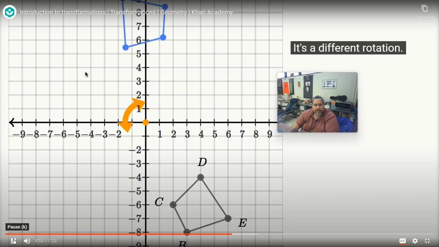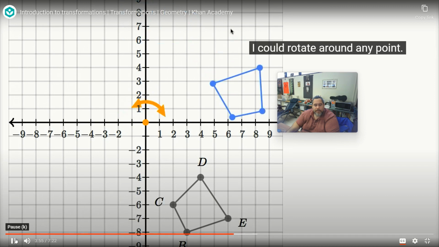What's he doing? It's a different rotation. I could rotate around any point. So he rotated around D earlier and we saw it, but he could also say, hey, this point right here at the origin at (0, 0), he could rotate that way. I thought that was a movement, but I guess you could call that a rotation too.